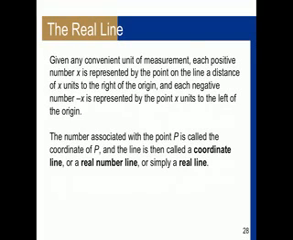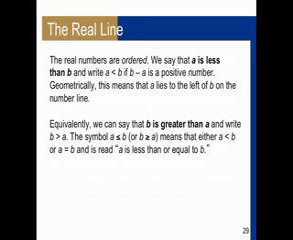Given any convenient unit of measure, each positive number x is represented by the point on the line a distance of x units to the right of the origin. Each negative number, negative x, is represented by the point x units to the left of the origin. The number associated with a point P is called the coordinate of P, and the line is called a coordinate line, or a real number line, or simply a real line.